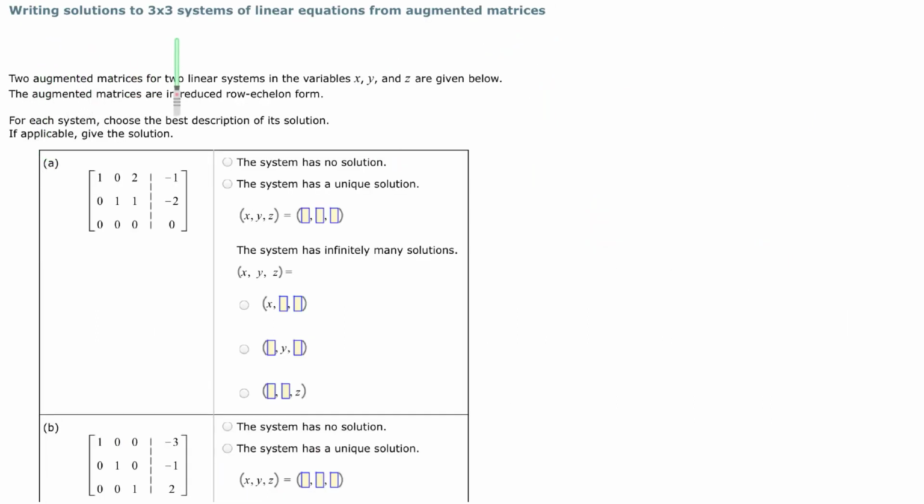Write solutions to 3 by 3 systems of linear equations from augmented matrices. Two augmented matrices for two linear systems in variables x, y, and z are given below. The augmented matrices are in reduced row echelon form. For each system, choose the best description of its solution. If applicable, give the solution.